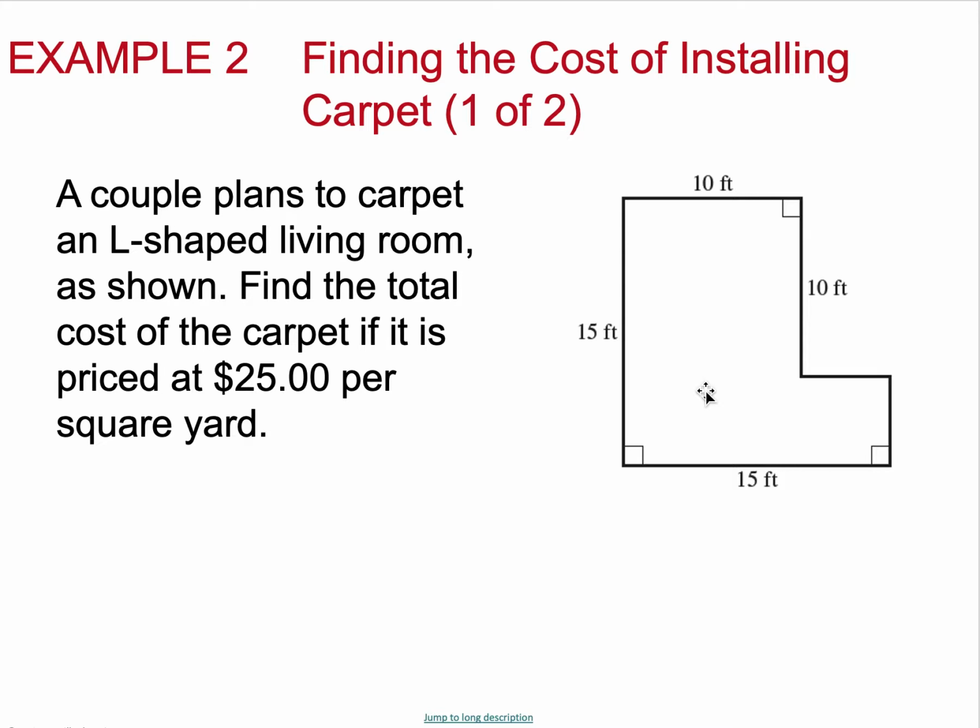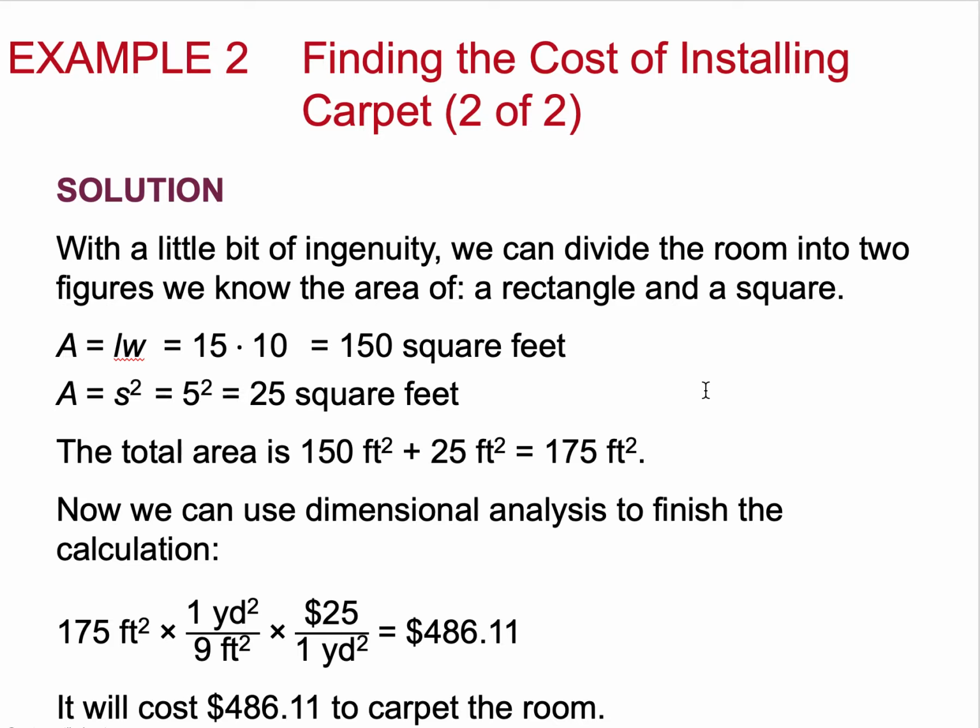Let's find the cost. Well, I've got the 2 shapes here, and that's helpful because then I can just find the area of each shape as we talked about. So I'm going to do the 15 times the 10 for that larger rectangle. And then for the square, because I'm left with 5 and 5, I'm going to do 5 squared, which is 25. I add those together to get the total amount, and I get 175 square feet.